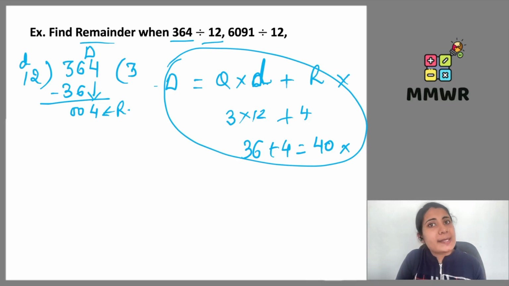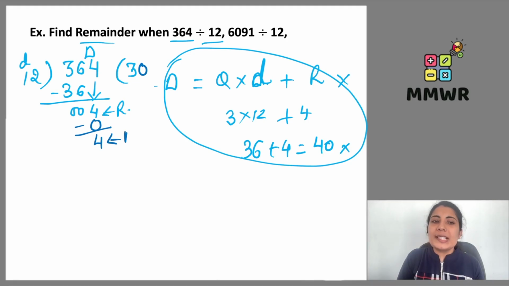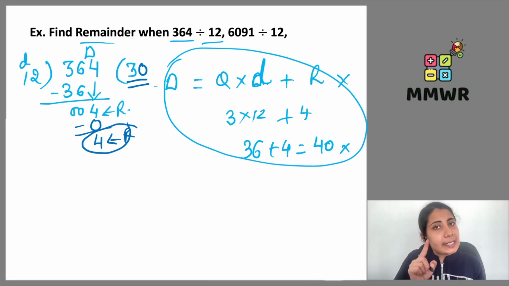But we have to take smaller than 4. So what will come smaller than 4 in the 12 table? 0 times 0. 0 always comes in all the tables. 0 times only. So 4 minus 0 is 4. Now this will be called the remainder. But the quotient is not only 3, it is 30.